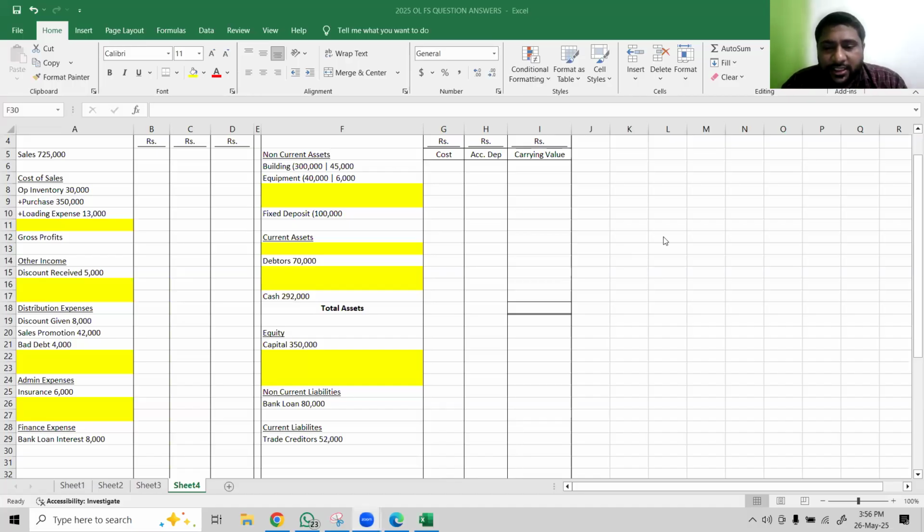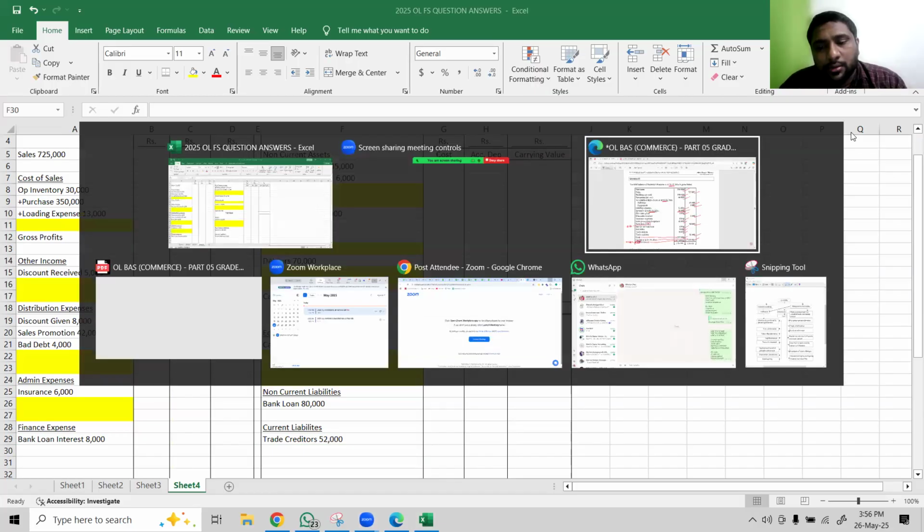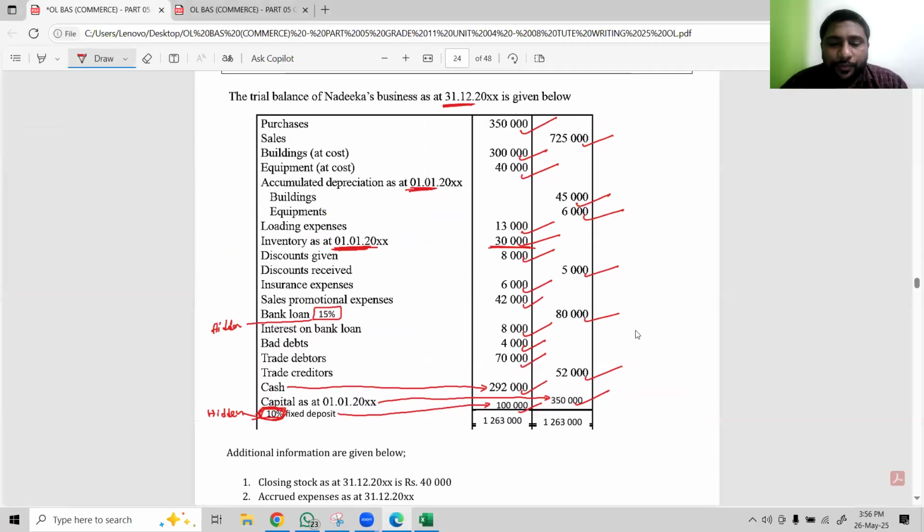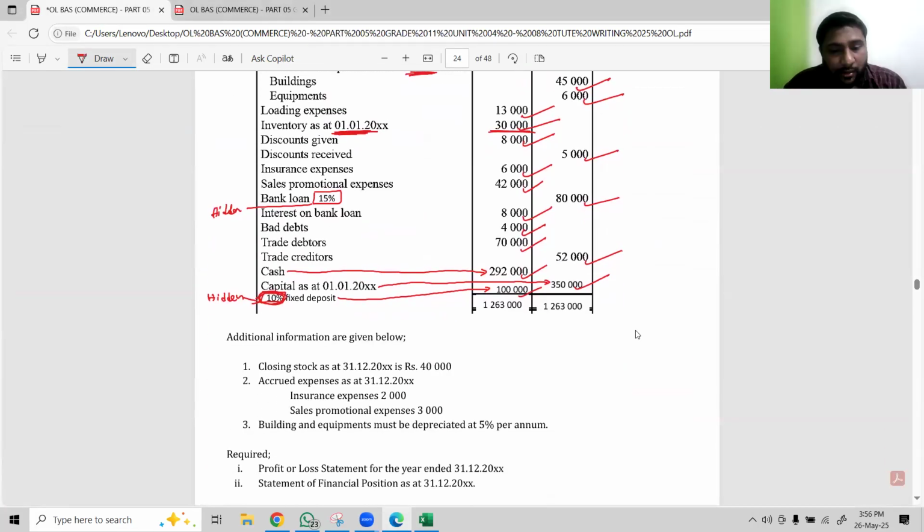So now we have to do the adjustments. I told you, adjustments always go in two places. In this question, we have four adjustments, and two hidden adjustments also. So let's do them one by one.